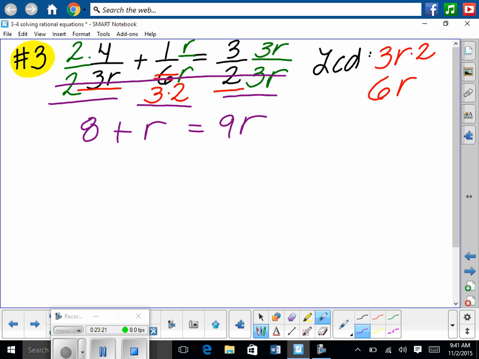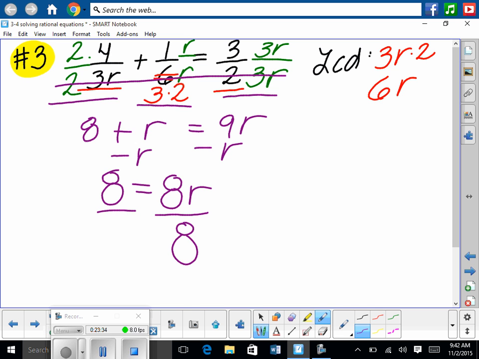Questions? Solve for r piece by piece. Subtract r from both sides of the equation. 8 is equal to 8r. Then divide both sides by 8. So we get 1 is equal to r. R is equal to 1.